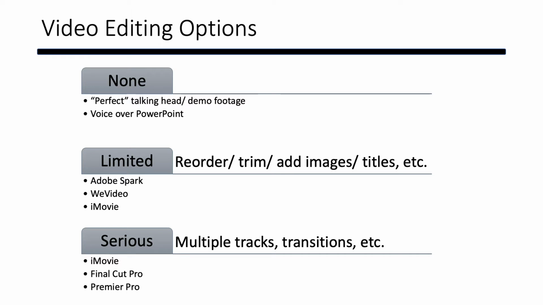Good for you. Those of you who need to do some reordering or some trimming, or you want to intersperse some images between video clips or add titles, do some limited editing like that, you can use software like Adobe Spark or WeVideo. Those are the two I'll show you on this video. Or you might use iMovie as well to do that limited editing.